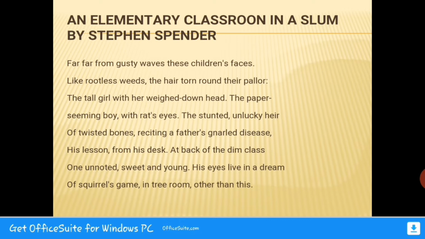There is also a paper-seeming boy, thin and undernourished, but with rat's eyes, looking for some food. We see one with a stunted growth, whose only inheritance, unfortunately, is his father's rheumatism. No wealth, ironically, but a disfigured body. Finally, there is one sweet and young, yearning to play the squirrel's game and to escape the drudgery of this classroom in the slum. All images of deprivation and abject poverty are beautifully described by Spender.